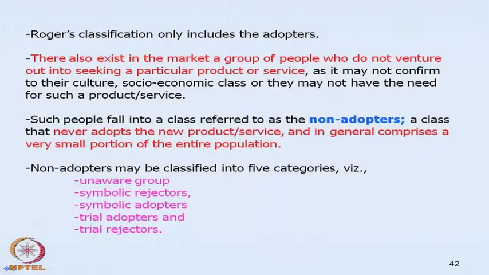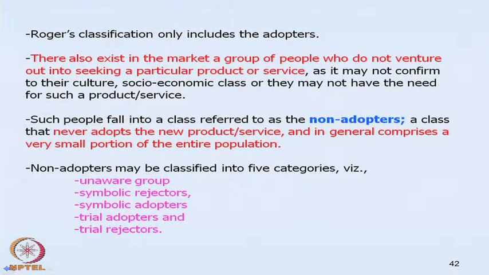The symbolic adopters are those who are aware of the innovative offering. They believe that the product or service may be relevant for them, but they have not yet tried it. So, we call them symbolic adopters. Trial adopters are those who have tried the innovative offering but have not yet made a purchase. So, they have tried the product, but not yet bought it, and they have yet to make a repurchase to confirm liking or habit formation.